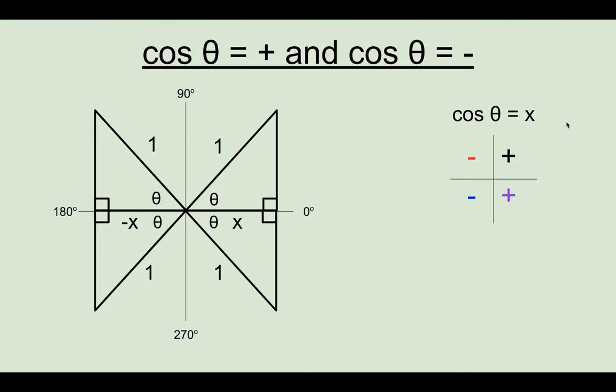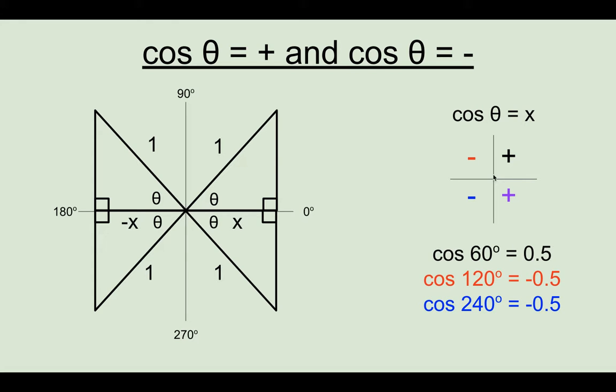So let's try it. Well, cosine of 60 is in the first quadrant, that's positive. Cosine of 120 is in the second quadrant, that's negative, like we said. Cosine of 240, that's in the third quadrant, that's also negative. And then cosine of 300 in the fourth quadrant, positive. All right? Okay, let's do our last one.